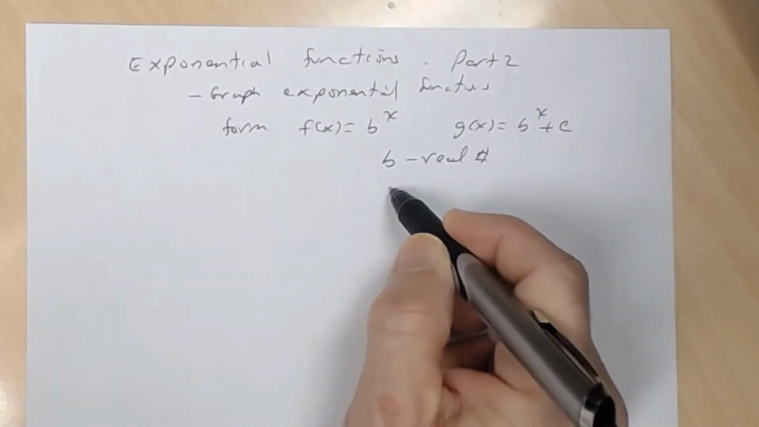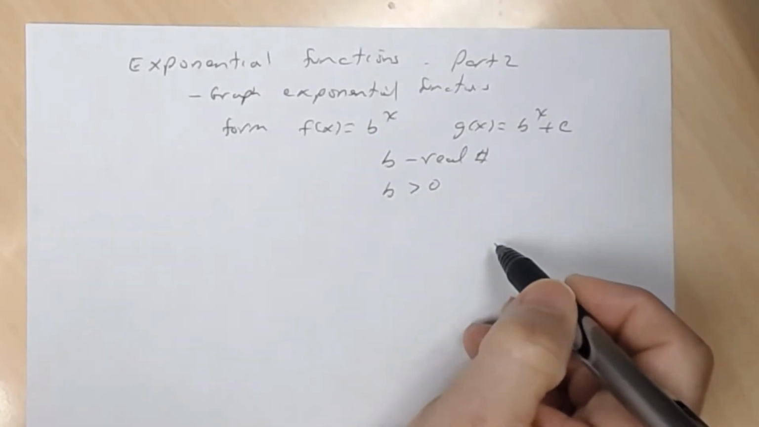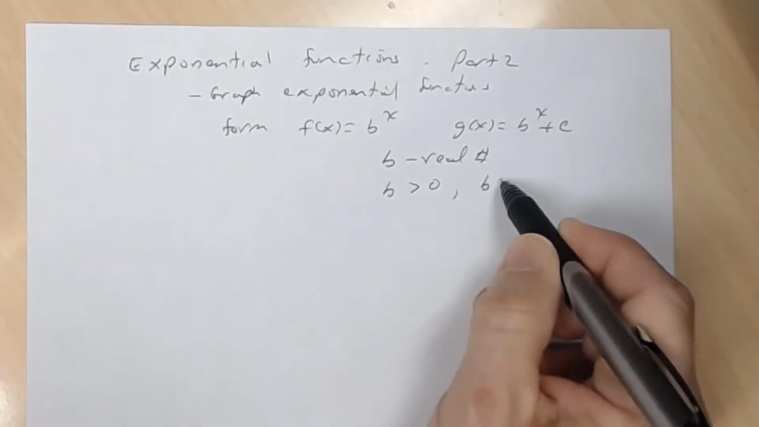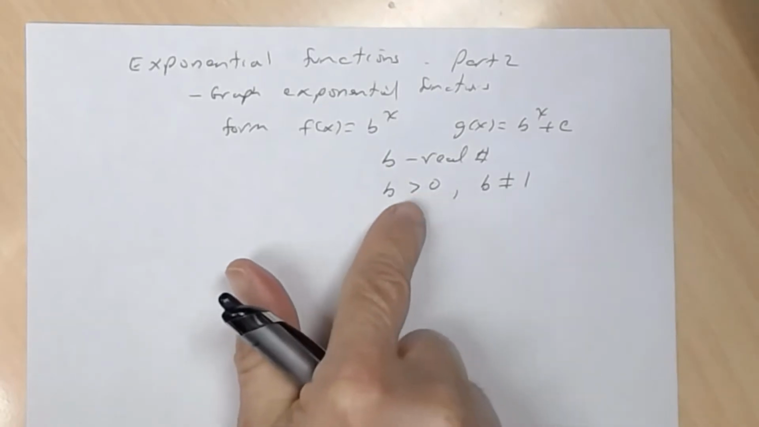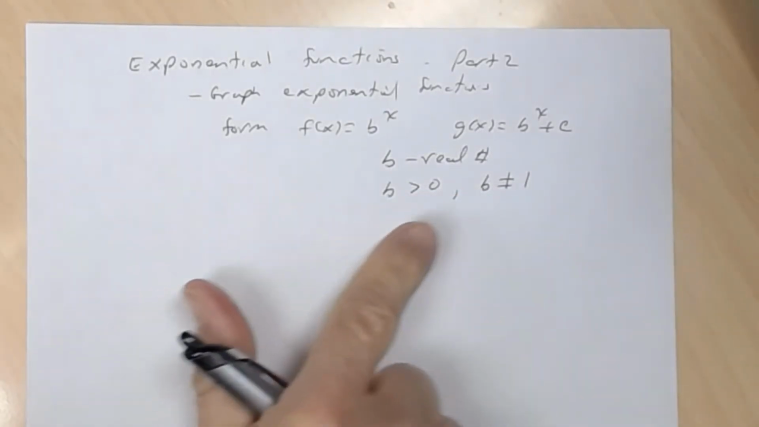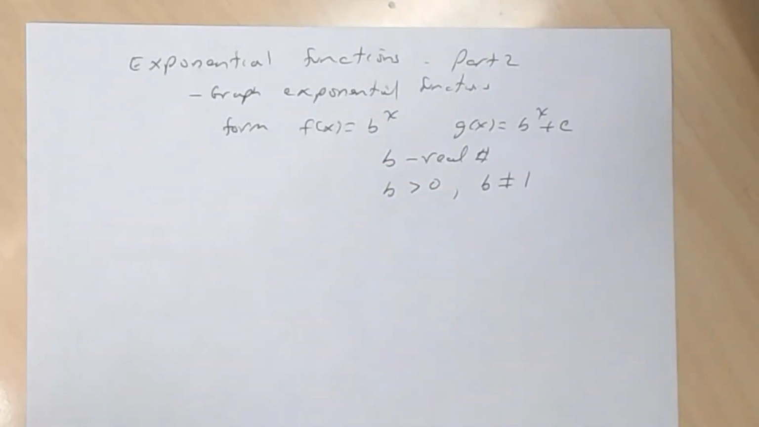Also, you're going to see that the base must be positive, so the base cannot be negative. The base must be positive. And also, the base cannot equal 1. So it can be any positive real number, but not 1. Okay? And there's a reason why the base cannot be 1. So you're going to see that at some point.